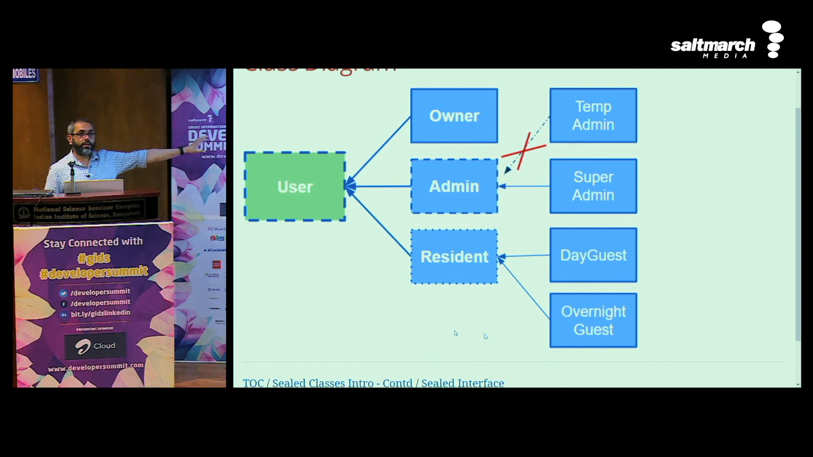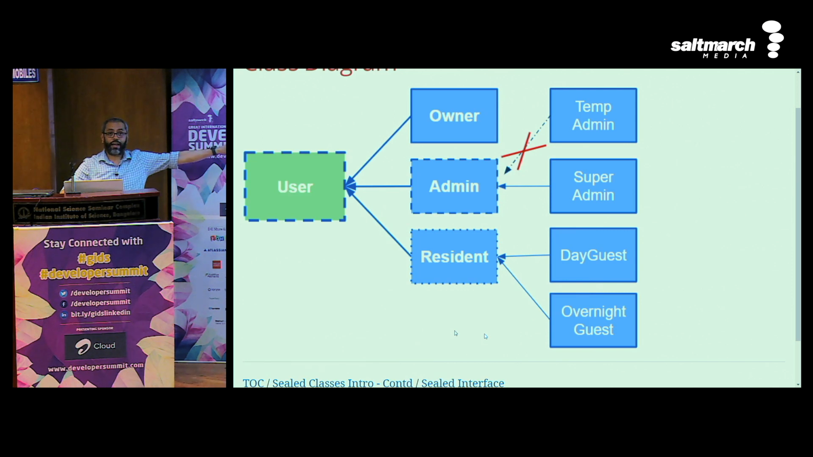So user, it's denoted by dashed lines. That's my interface. But because it's a dashed line, it's essentially sealed. The solid lines are final classes. So owner is a final class. The dashed lines are sealed classes. So admin is a sealed class, which only permits super admin.